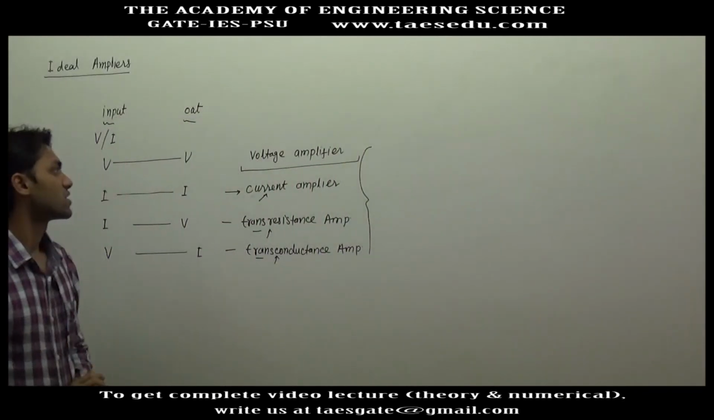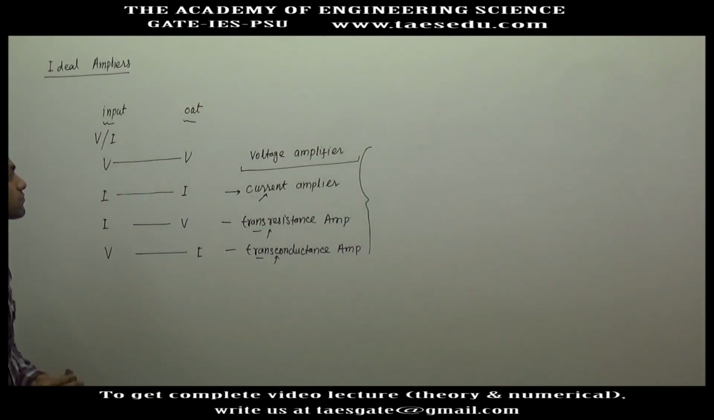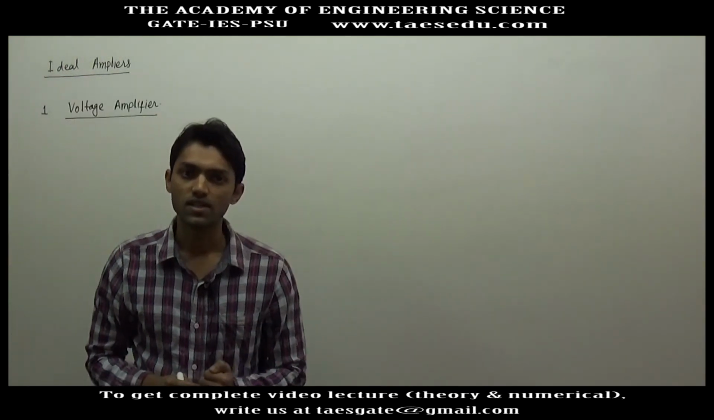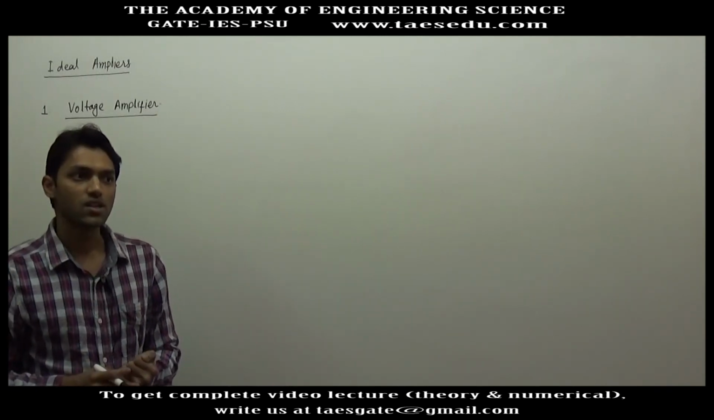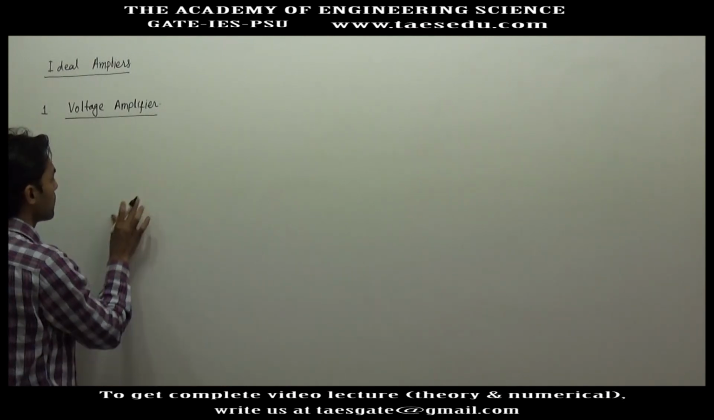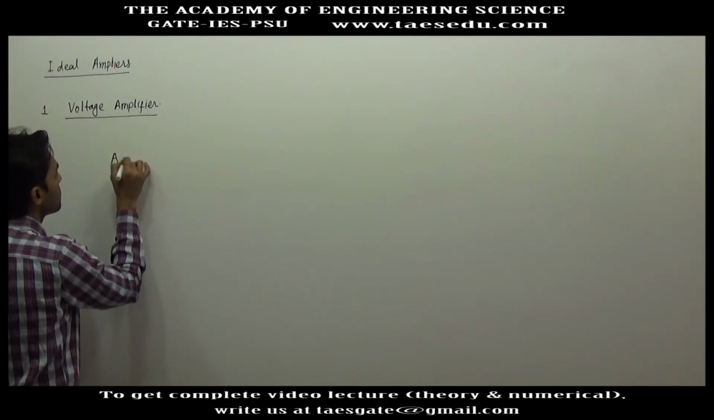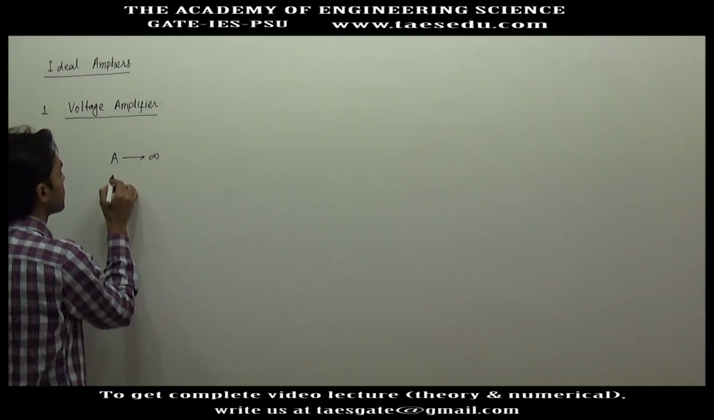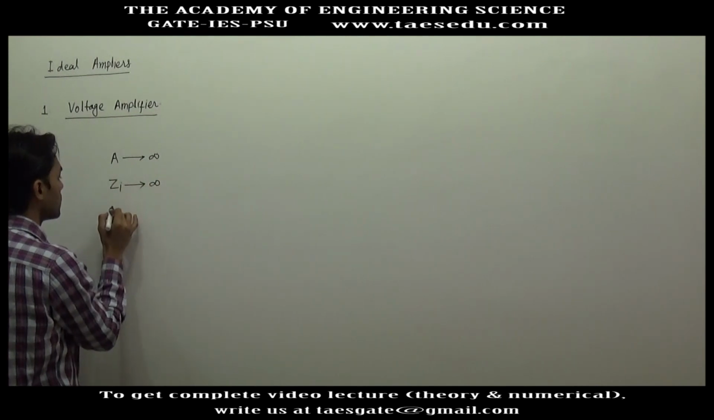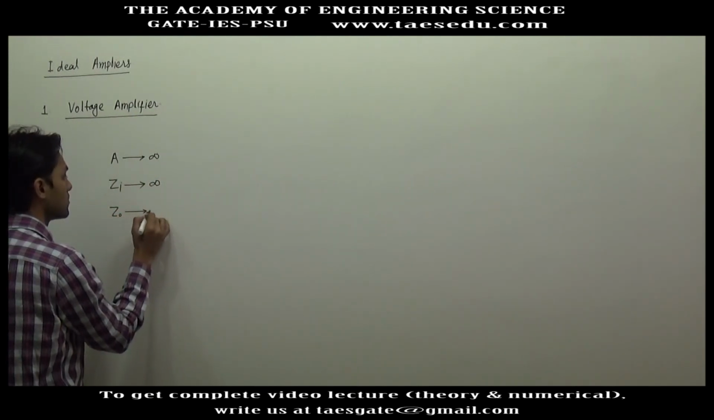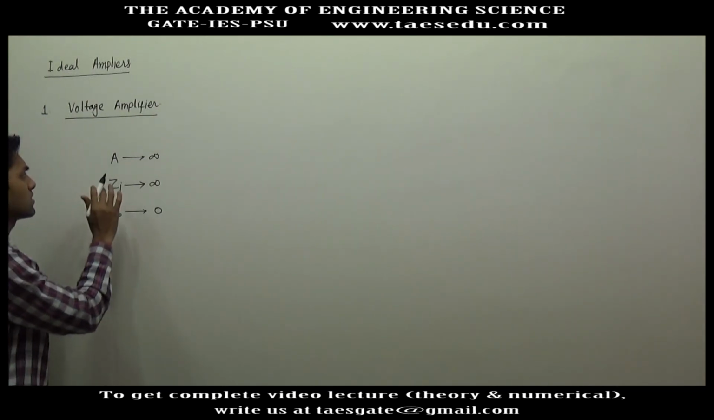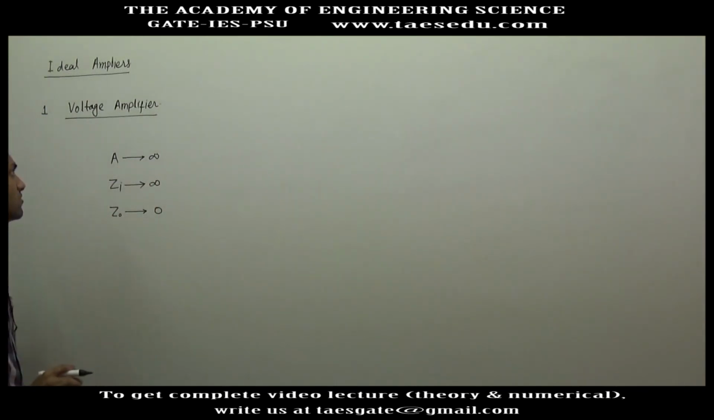Let us first start with voltage amplifier. In operational amplifier, when it works as voltage amplifier, what is the condition for it to be ideal? Its gain must tend to infinity, its input impedance must tend to infinity, and output impedance must tend to 0. So this is the case of ideal operational amplifier.